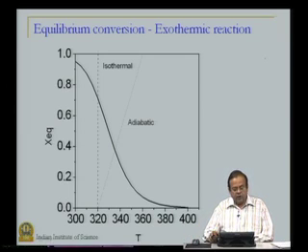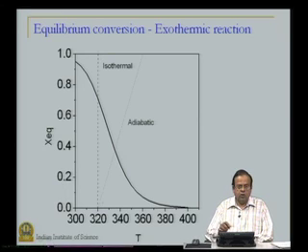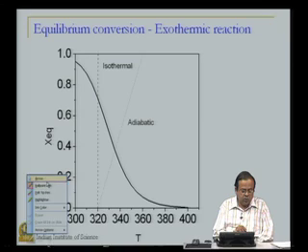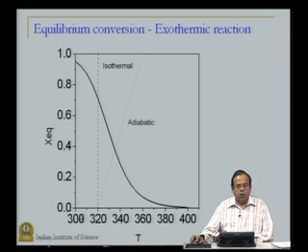Let me just complete the discussion by looking at what happens to equilibrium conversion or extent of reaction for an exothermic reaction. We just now said a few minutes back that as temperature is increased, for exothermic reactions, the extent of reaction decreases. So, at lower temperature our extent of reaction is high, at higher temperatures the extent of reaction is low.